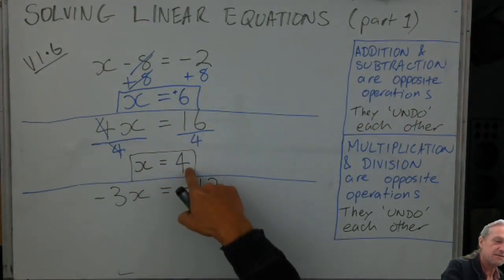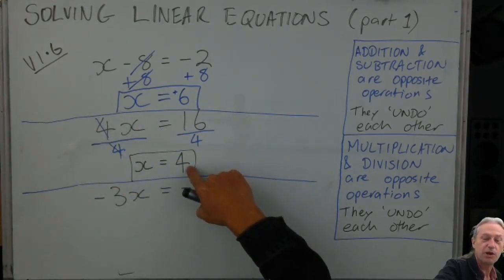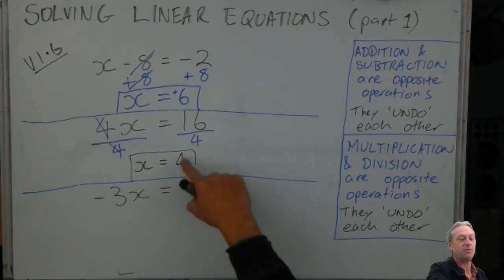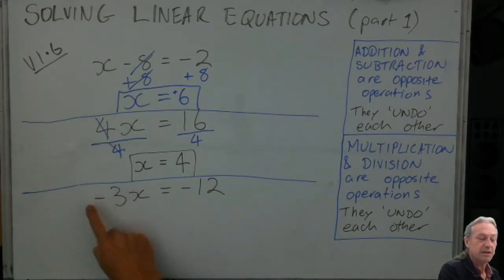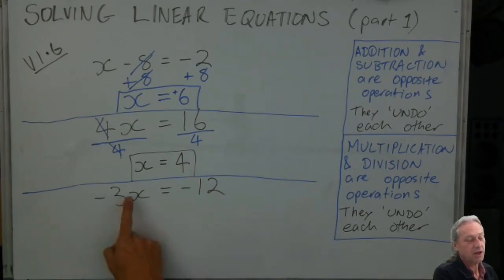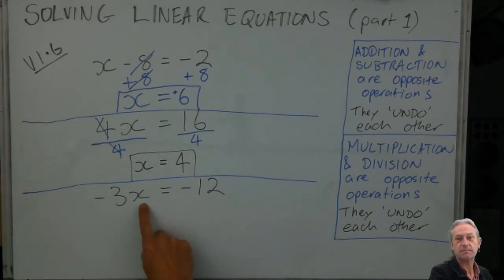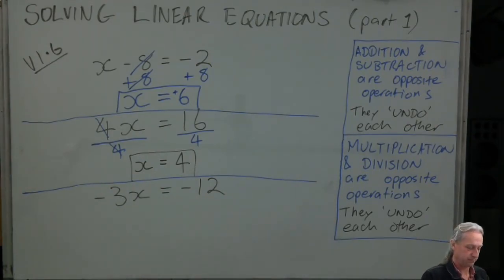So if we plugged in this 4 into here, 4 lots of the thing we don't know, 4 times 4 is 16. So that confirms that we've got that one right. Okay, same thing here, except we've got a negative number. So here we've got -3 multiplied by x, and this equals -12.